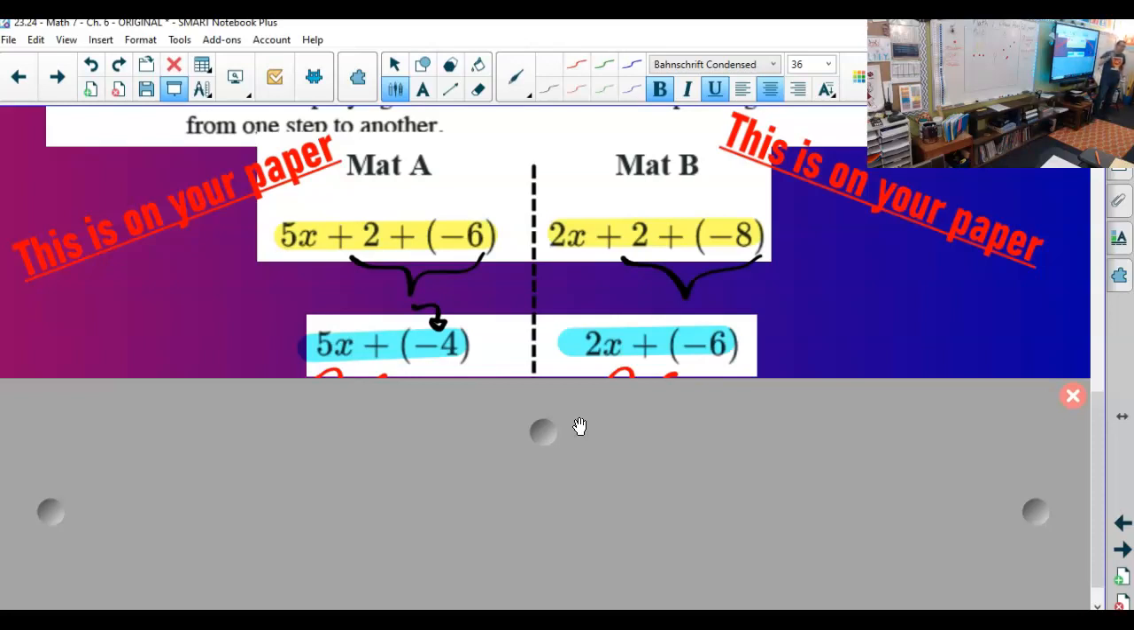Any questions? And on your paper, I know I drew it in black, so it's a little hard to see. You could draw like a little bracket thing to say, hey, they put those together, right? They just put those together. They combine.